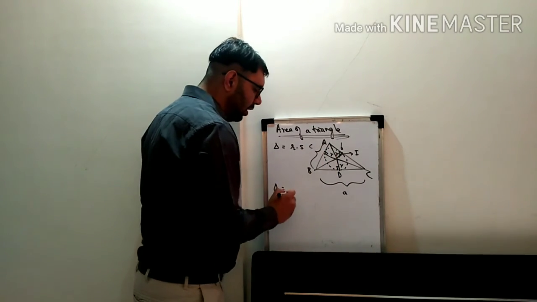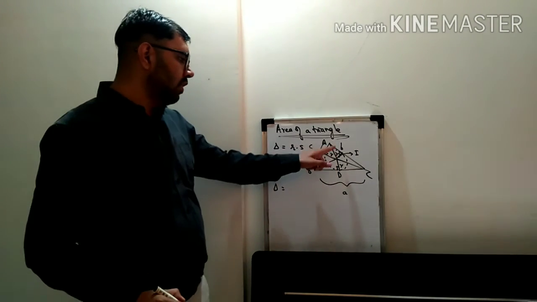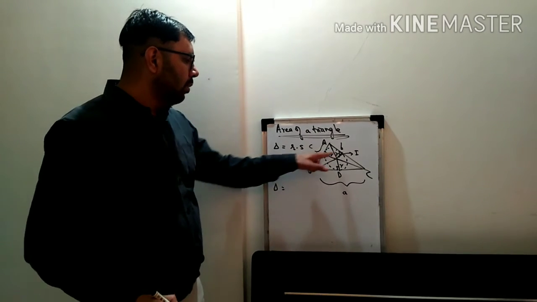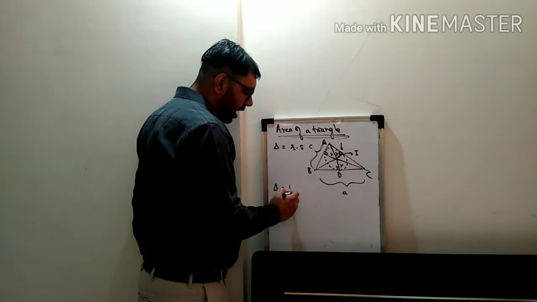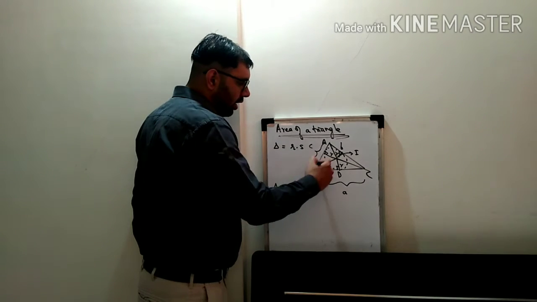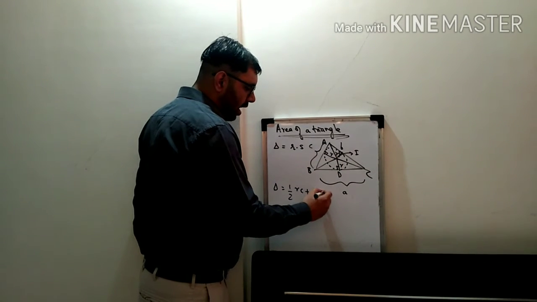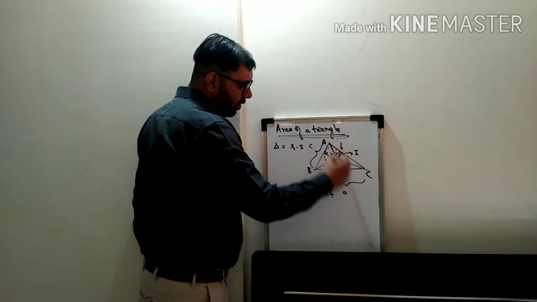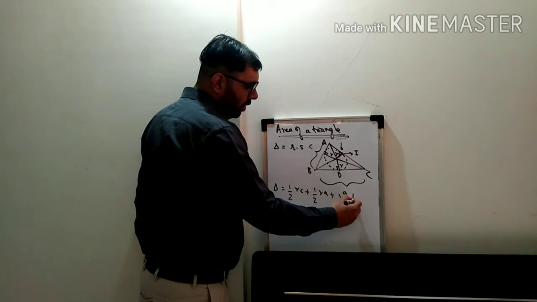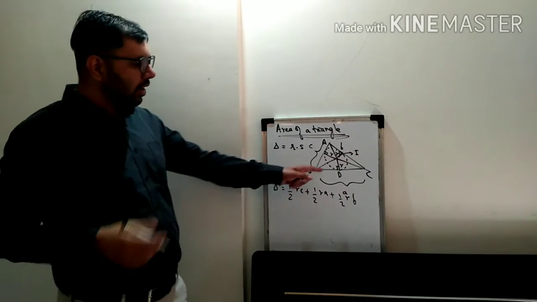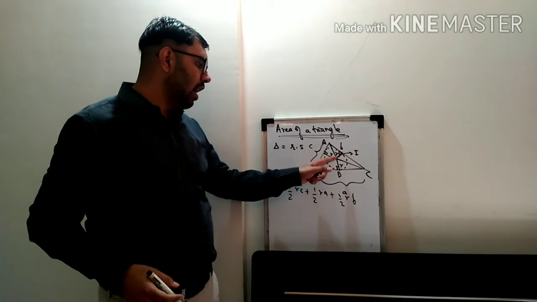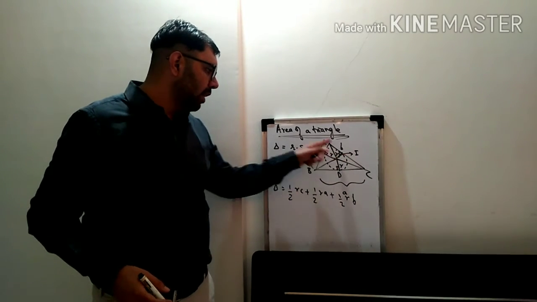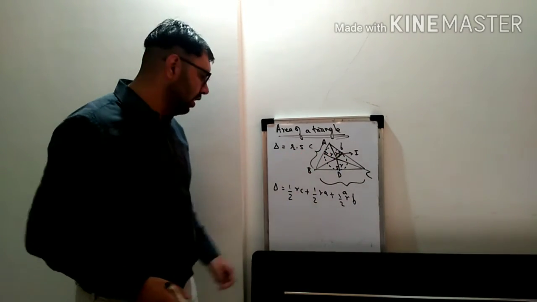So area can be written as, area of the bigger triangle is the sum of these three triangles, AIB, BIC and AIC. So area of AIC will be half R into C. Then area of this triangle will be half R into A. And then area of this triangle will be half R into B. Because you can say half and then product of base and height. So base is A, height is R. So half AR for this triangle, half BR for this triangle and half CR for this triangle.